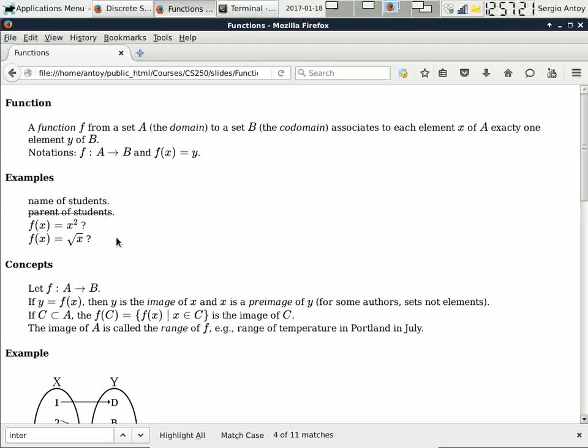Father of a student is a function. Mother of a student is a function. But parent is too bad. All right. What about x squared? The function that maps x to x squared is a function. What about the function that takes an element and returns the square root of the element? Is it a function?